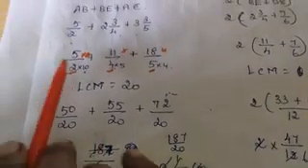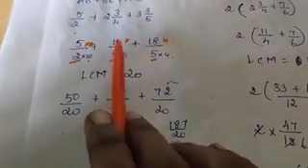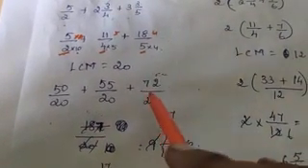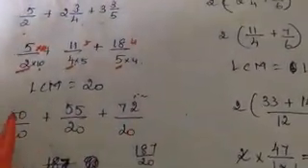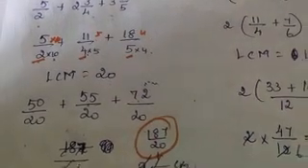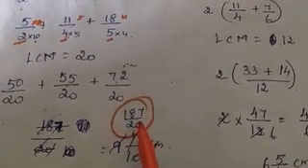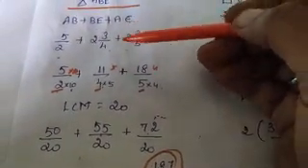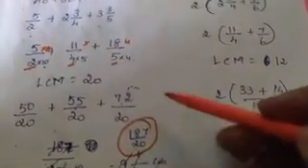So 5 into 10 is 50 by 20, and with 5, I multiplied and got 55 by 20, and with 4, if I multiply, it is 72 by 20. If you sum all these values, 50 plus 55 plus 72, you will get 187 by 20. Now this is an improper fraction, and our fractions are given as mixed, so we can convert this 187 by 20 into a mixed fraction.